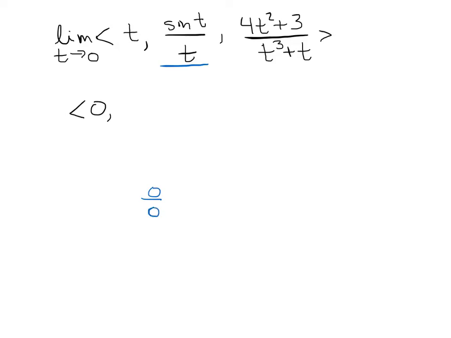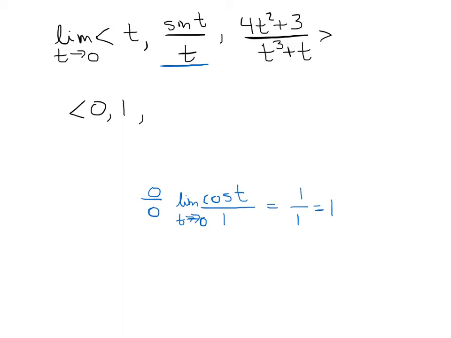Now 0 over 0 means that we can apply L'Hopital's rule. So with L'Hopital's rule, we take the derivative of the top. The derivative of the top is cosine. And the derivative of the bottom, the derivative of t, is just 1. And then we retake the limit as t goes to 0. If we plug in 0 into cosine, the cosine of 0 is 1. 1 over 1 would be 1. So that limit, sine of t over t, is 1.